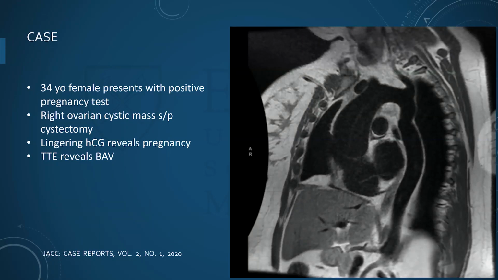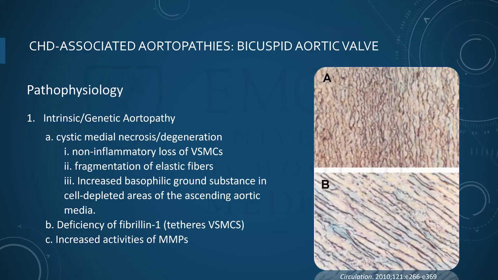Yeah. So I'm sorry. This lady was, I forgot to mention, known to have a congenitally bicuspid valve. I forgot to mention that. So this was a bicuspid valve case. So I want to talk about the etiology of the bicuspid aortic valve.